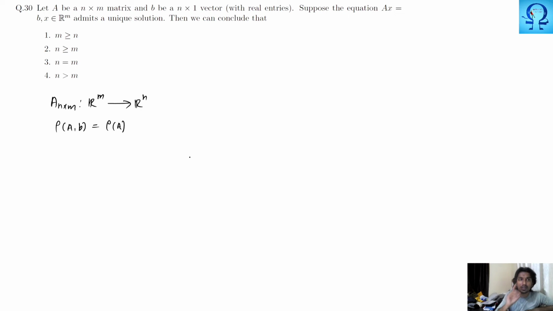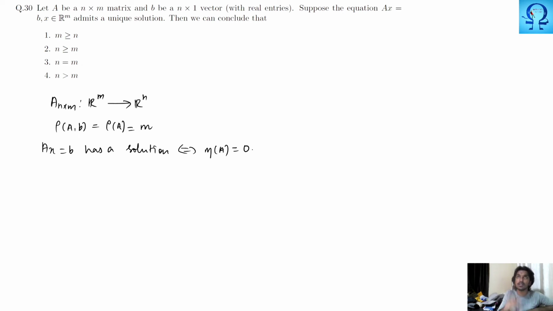Here they have said that it admits a unique solution. So if it admits a unique solution, then the rank has to be equal to m. Why so? Think about it, right? Actually, Ax = B has a unique solution if and only if the nullity of this matrix is equal to 0. Okay, this we know, right? In our previous videos also we have discussed this thing.